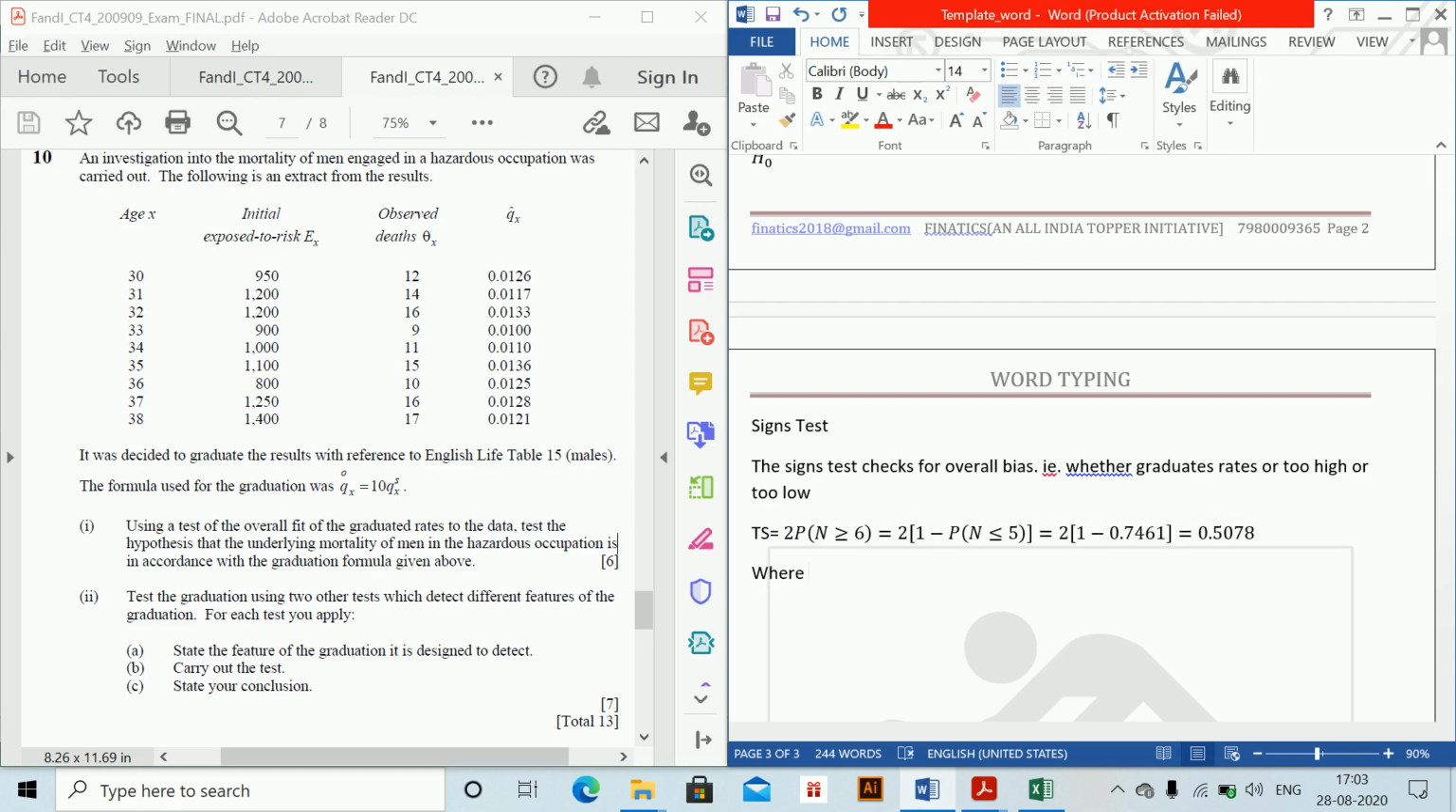where n is the number of positive deviations which follows binomial 9, 0.5. Okay, and conclusion is, finally we have to show 3 parts of conclusion. Just since p value is much greater than 0.05, greater than 5%, there is insufficient evidence to reject H naught.